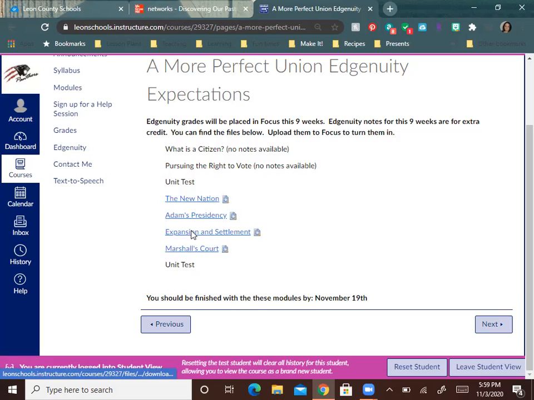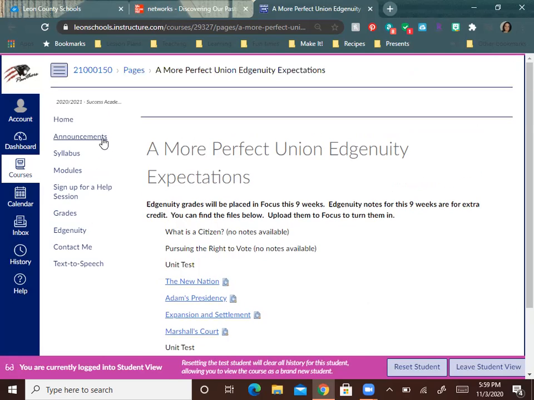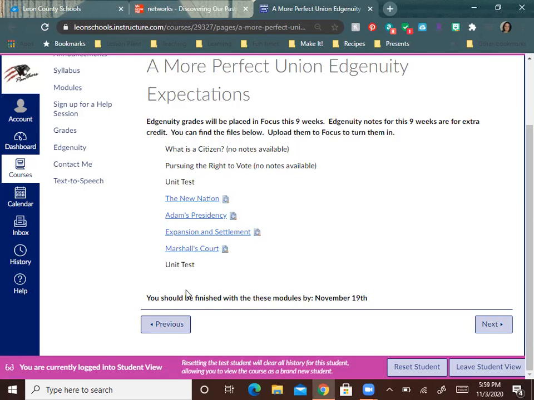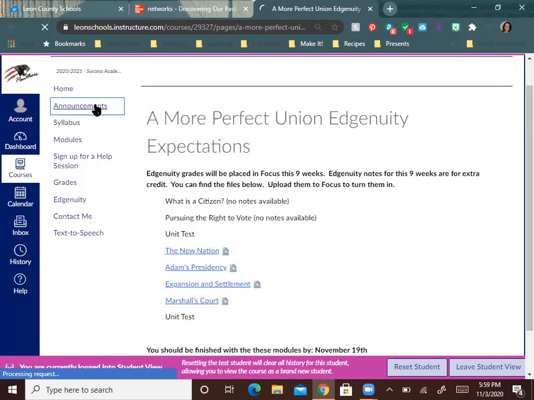So these four links right here are notes. It's not a link to the actual Edgenuity assignment. It's a link to the notes. And then you'll upload them to Focus to turn them in. I haven't got that set up yet. I'm hoping to do that by the end of the week. These first two modules, there are no notes available for those, so you don't have the option of doing notes for those. And then I always give you what date they need to be done by at the very bottom. So you need to be finished with these modules by November 19th. So let's go back to announcements.